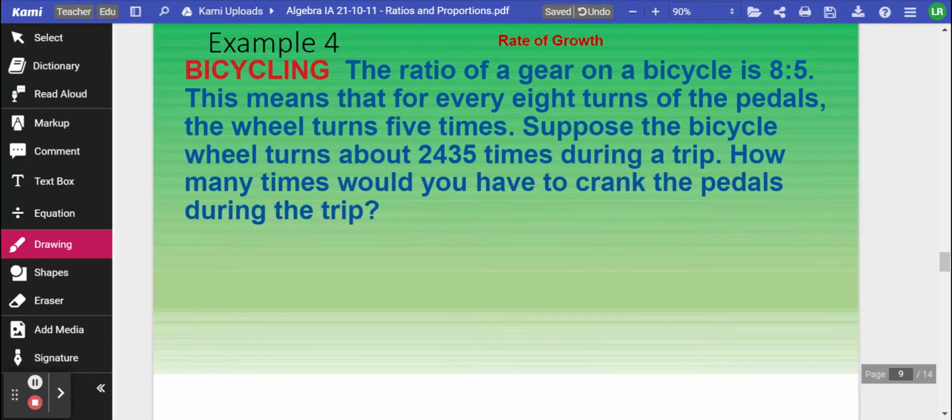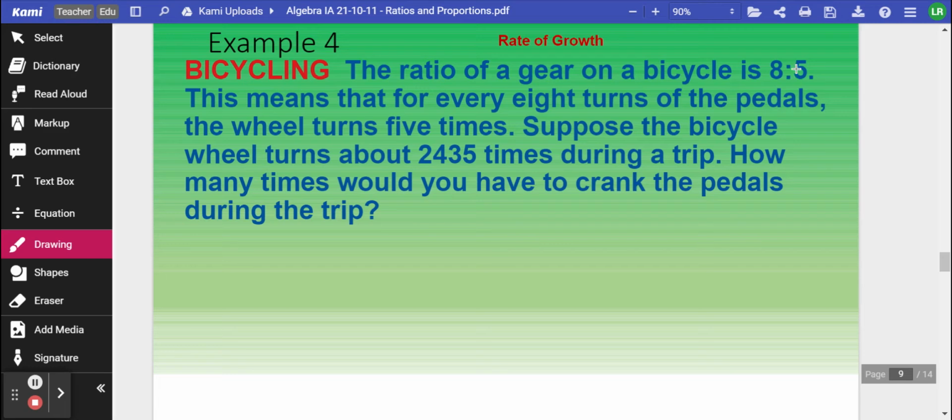So for this one, it says the ratio of a gear on a bicycle is 8:5. This means that for every 8 turns of the pedals, the wheel turns 5 times. Suppose the bicycle wheel turns 2,435 times during the trip. How many times would you have to crank the pedals during the trip?